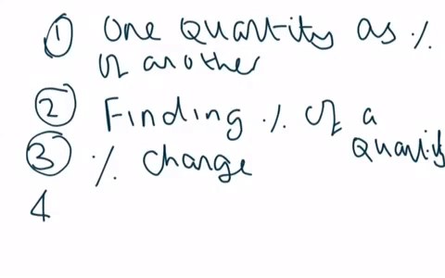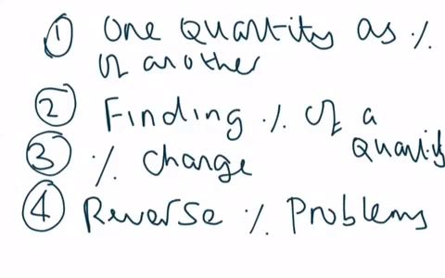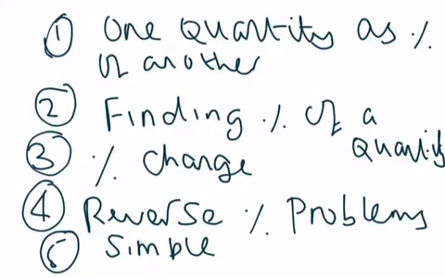Number 4, we're going to be looking at reverse percentage problems. This is an area sometimes students find a little bit more difficult. Number 5, we're going to be looking at working out simple interest problems. This is when you, for example, put your money in the bank and you earn a specific amount of interest. What's your interest going to be in 1 year's time, for example? Simple interest.